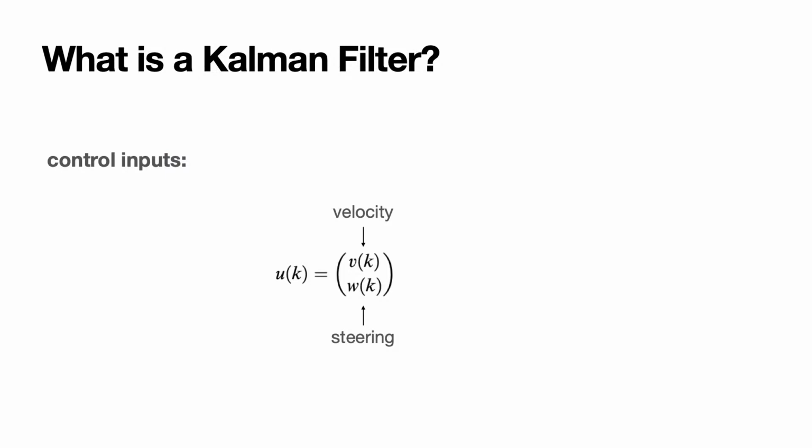Let's look at our control inputs. We have a two-dimensional vector u of k, which consists of the velocity v of k and also the steering angle w of k. Those two inputs combined with our motion model are equivalent to the prediction step in the Bayes filter.